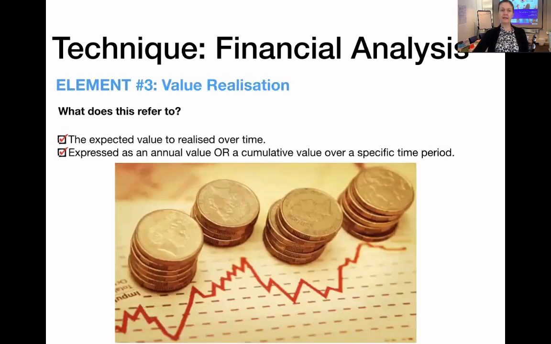Okay, so now let's look at element 3. This is about value realization. So what does this refer to? This is the expected value to be realized over a period of time. So it's expressed as an annual value or a cumulative value over a specified period of time.